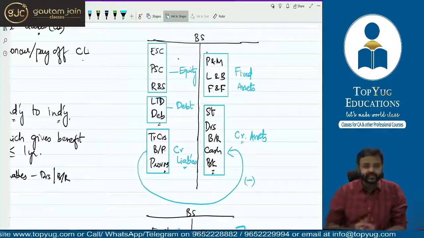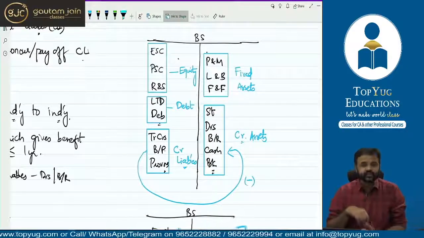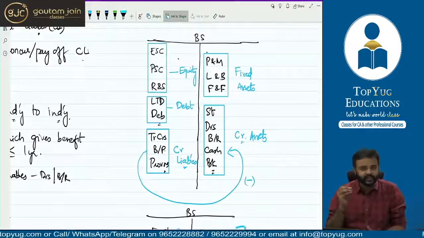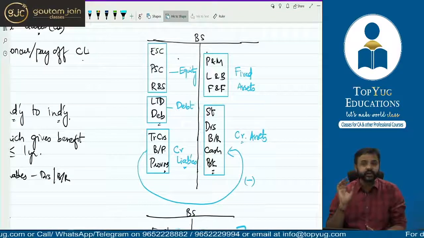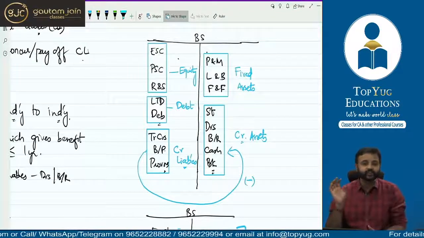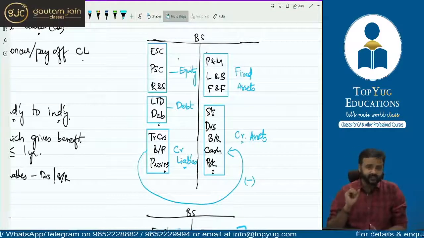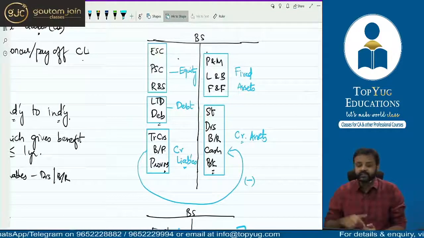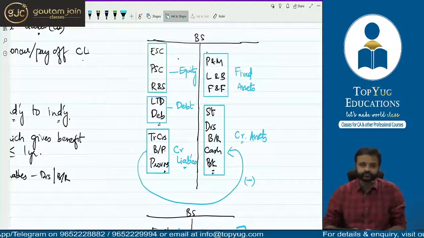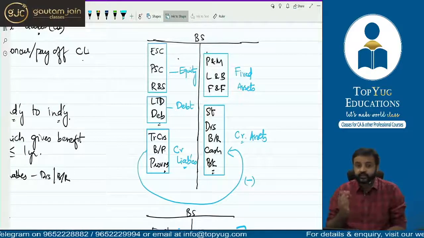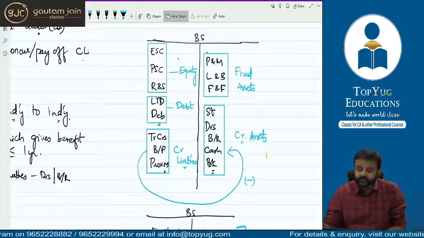Just in case there are some fictitious assets also. Let's say there is some miscellaneous expenditure to the extent not written off, some preliminary expenditure to the extent not written off, some accumulated losses. So you may find them on the asset side, isn't it? If there are some fictitious assets, what will you do? Obviously, we'll have to take those fictitious assets.